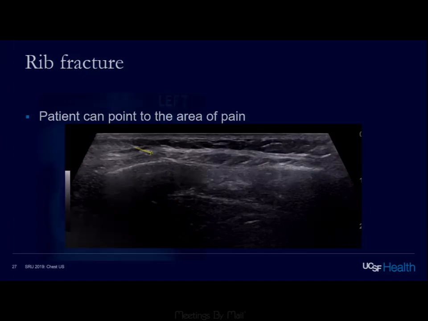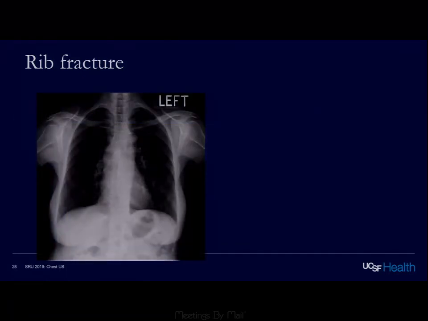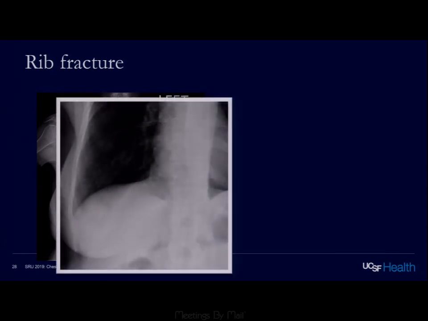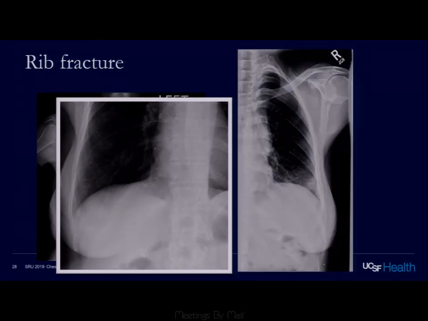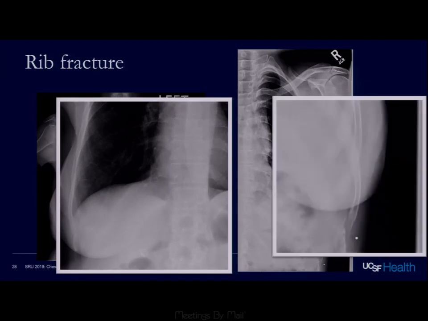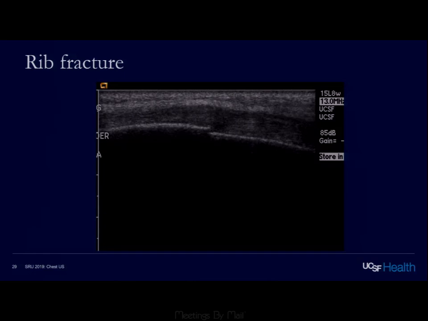I'll show you the corresponding chest x-ray. This was the initial chest x-ray, which was ordered first. Even if you zoom in really closely to the area of pain, which was the right anterior lower rib, it's very hard to see. He actually ended up getting a rib series as well. I think this time it's a little bit easier, and there's a BB marker to help us. And there's a tiny non-displaced fracture right at the tip of that rib. Again, ultrasound helped us out in this case.